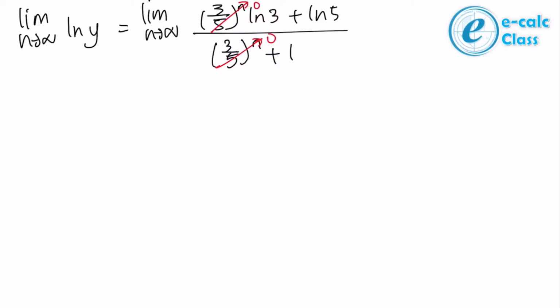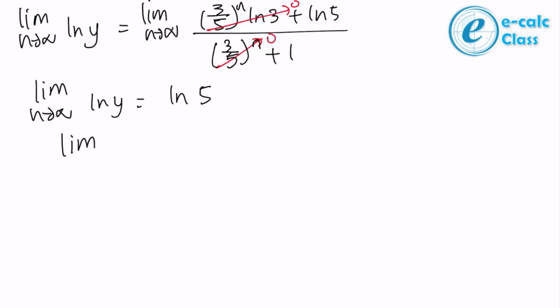Okay, this is 0, this is 0. Means the whole thing here is 0. So the answer will just be ln y equals ln 5. Hence, y would be e to the ln 5. And e and ln can cancel.